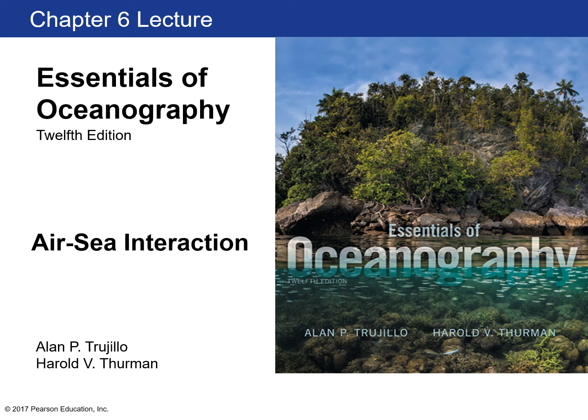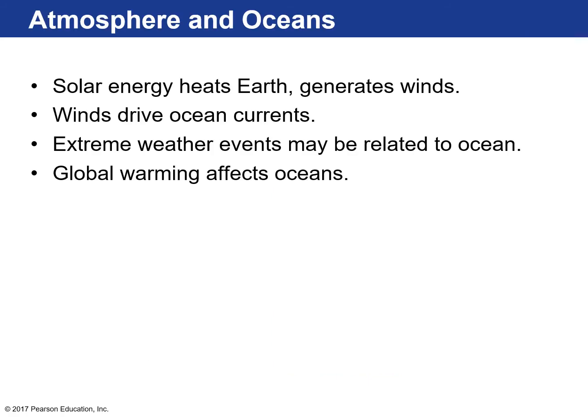Hello, oceanography class. Let's go over Chapter 6, Air-Sea Interaction. The themes here really are understanding that our atmosphere and oceans are two separate portions of the dynamic Earth system, but that they influence each other. And when one is altered or changed, it's going to alter or change the other system.